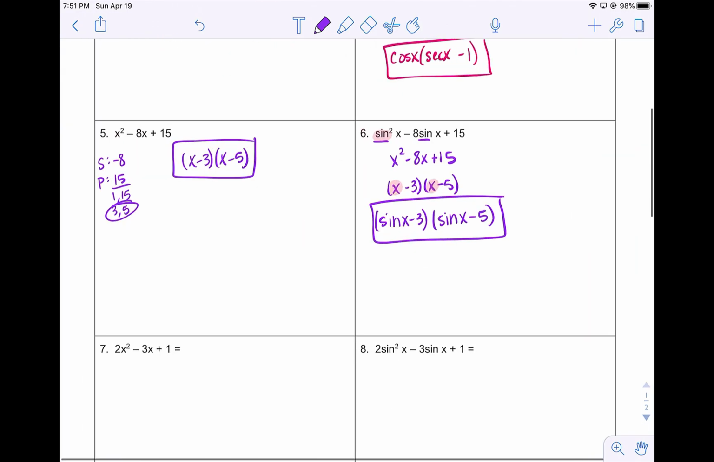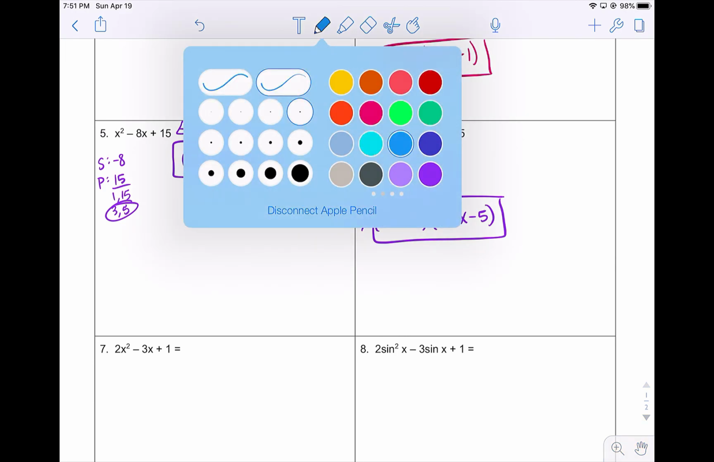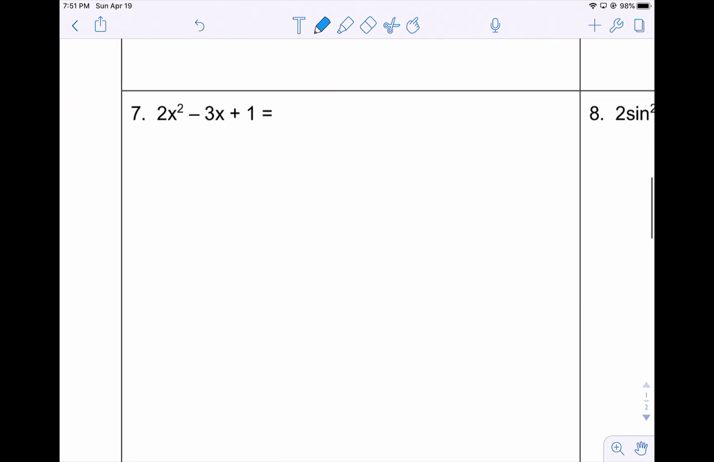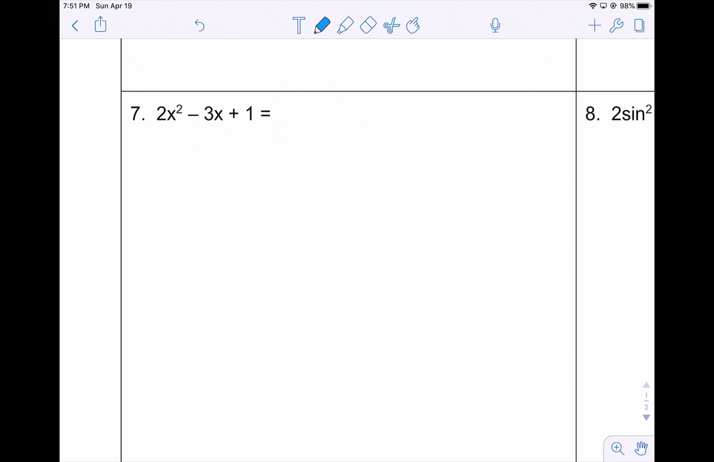If you notice, 5 and 6 are very similar. They started very similar and they ended very similar. One just has trig function words. So if you see trig, take it out, factor it like normal, then put the trig back in. Number 7 and 8 are going to be similar.